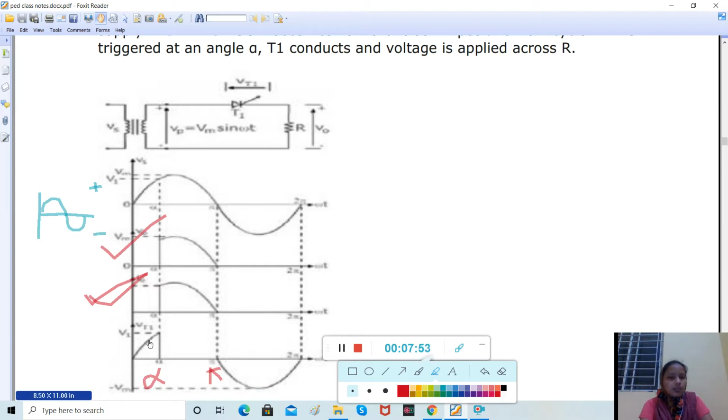That's why the voltage across thyristor T1, from 0 to alpha, follows the supply waveform. Here the supply waveform is like this. And similarly from pi to 2 pi, the voltage across the thyristor again follows the supply waveform. Clearly understood the total waveforms in the single phase half wave controlled rectifier? Okay, now next.